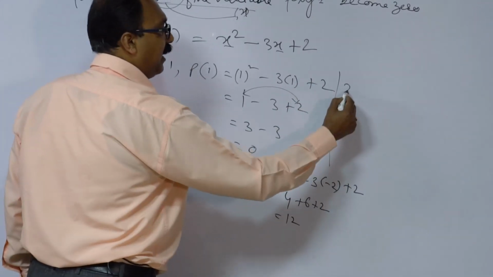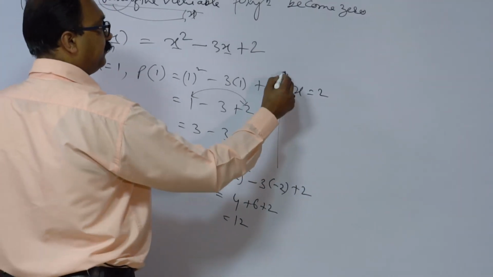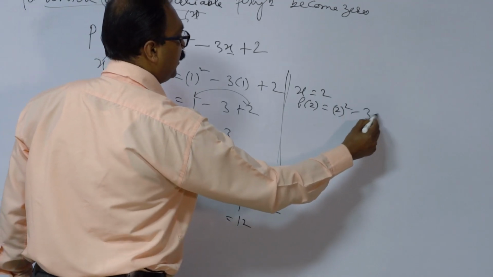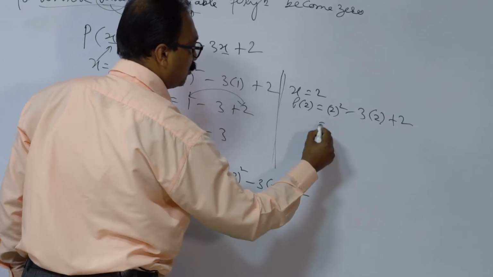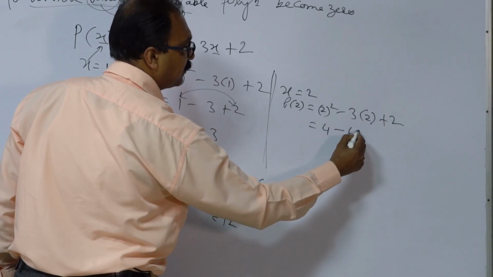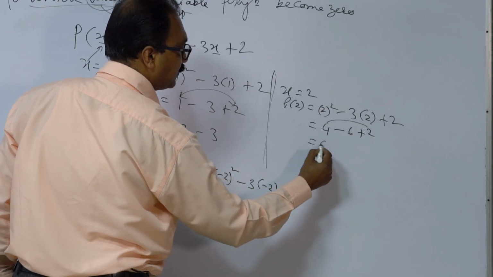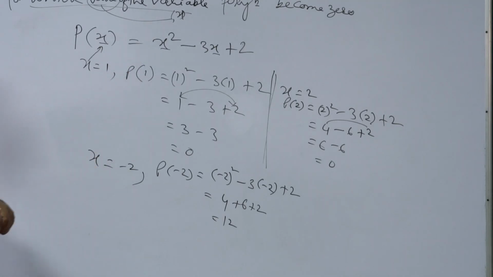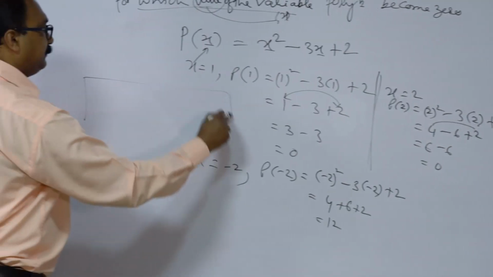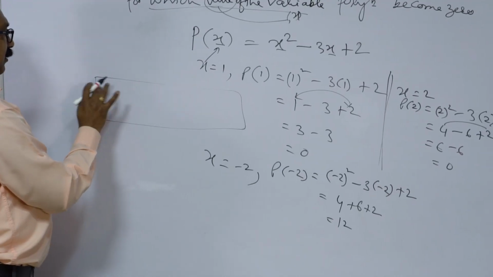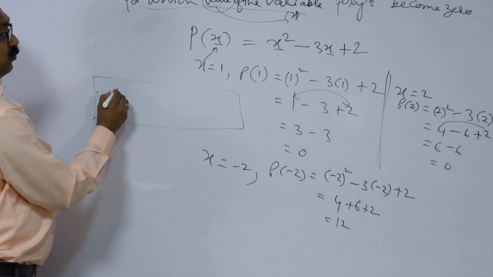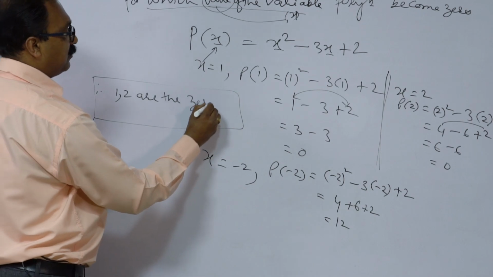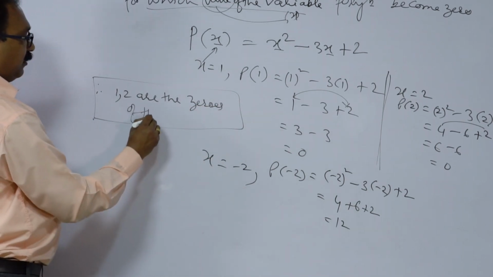If I consider x equal to 2, then what will happen? P of 2 is equal to 2 square minus 3 into 2 plus 2. So it will be 4 minus 6 plus 2. 4 plus 2 is 6, minus 6 is 0. So if I ask you what the zeros of the polynomial are, the answer will be 1 and 2. These are the zeros of the polynomial.